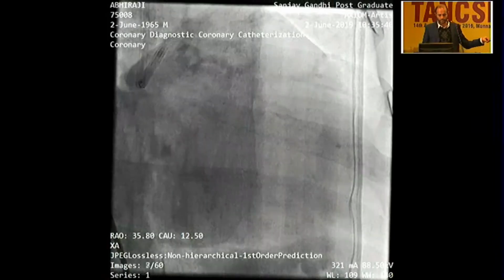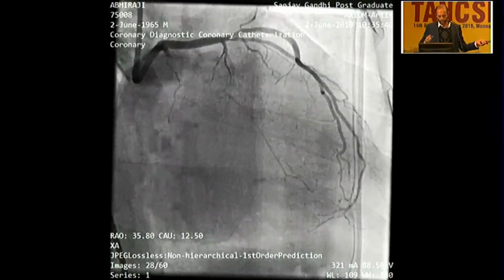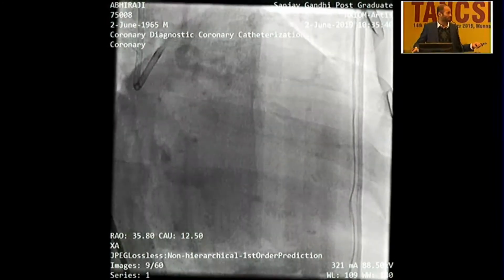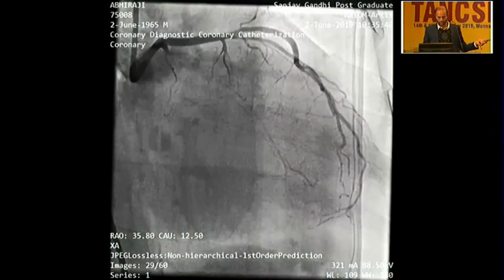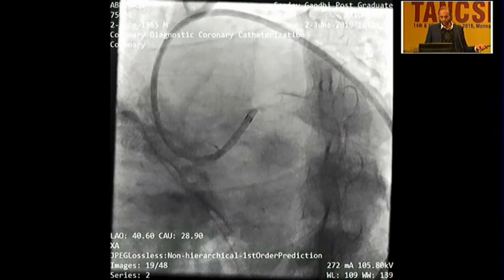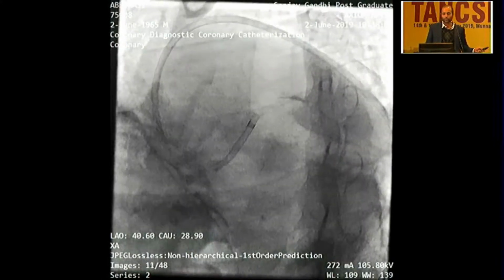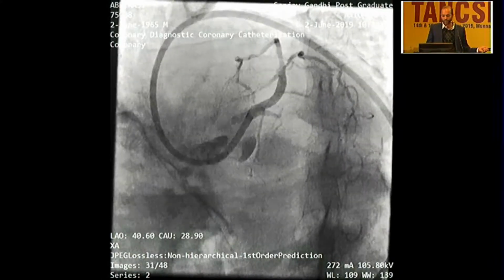This is another case that I did in IJCTO recently with another Japanese expert in CTOs. He was the first operator. I was supposed to back scrub him. It's a circumflex CTO, as you can see there. And the patient was apparently pretty symptomatic. In fact, we did this as a live case.